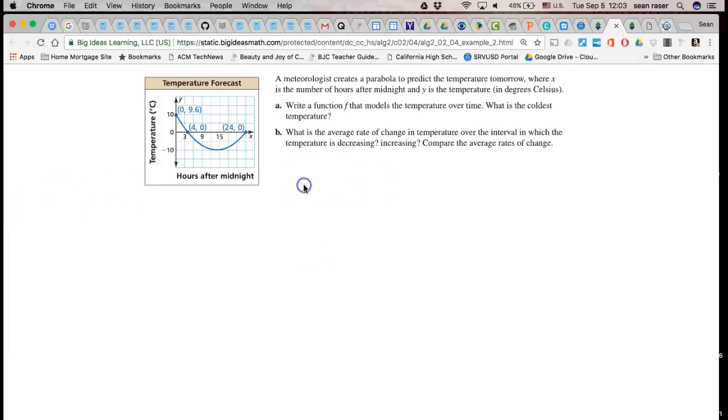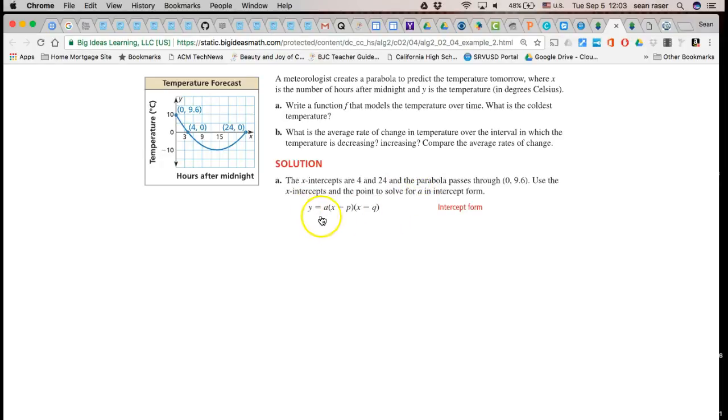So let's go through step by step. We're going to use intercept form, so we're going to solve for a. We go ahead and write down our intercept form here, and then we plug in 4 and 24 for p and q, and then for x, we plug in 0, because that's our x coordinate. Everywhere you have x, in both these places, we plug in 0, and for y we plug in 9.6. So now we've got one equation with just one unknown.